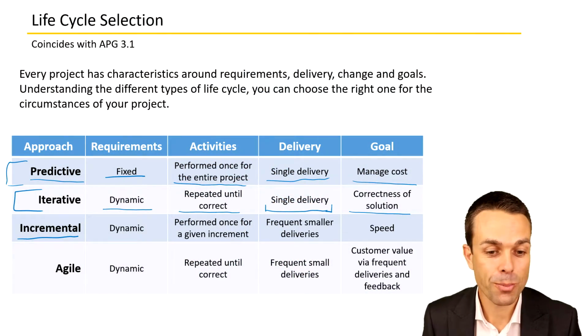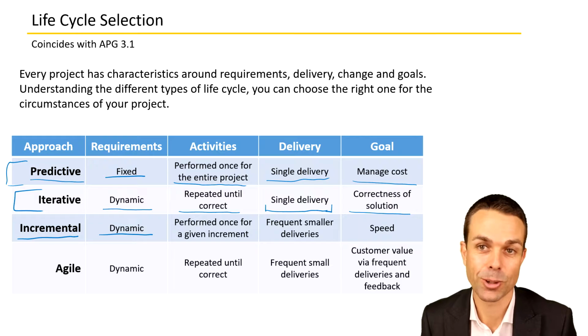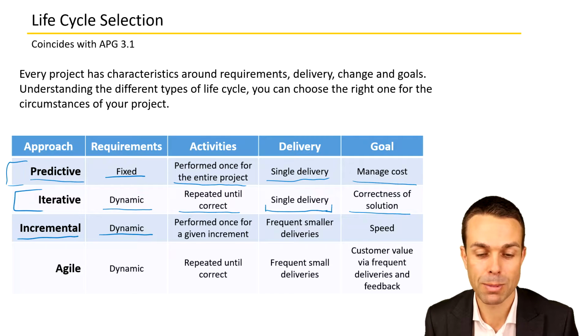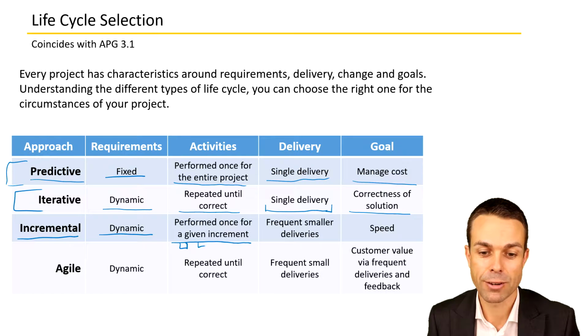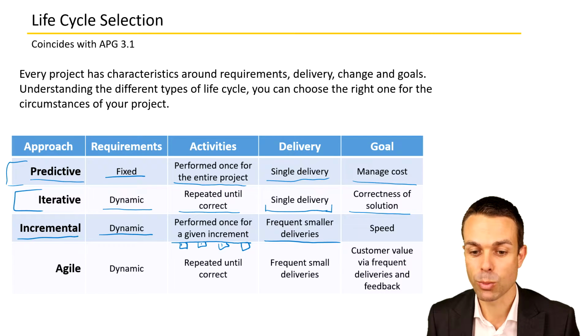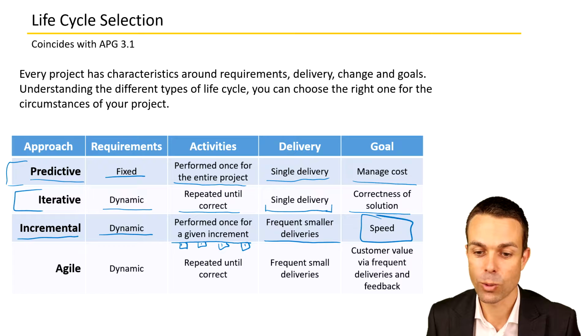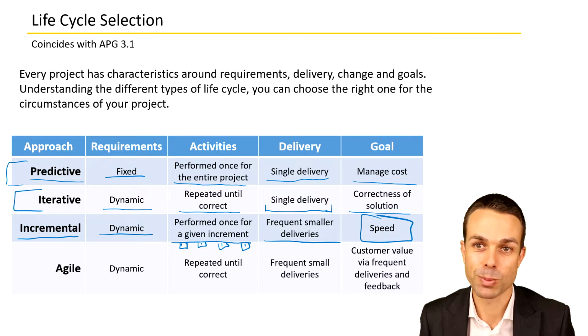Next, let's look at the incremental approach. The requirements for this are dynamic. They will change. So they're still changing requirements over time. The activities are performed once for a given increment, but we might have many different increments, for example. The activities are just performed once per that increment that we're delivering. So the delivery is frequent smaller deliveries, in other words. And the goal of this approach is speed. We're getting something to market. We're getting an increment delivered as soon as possible.